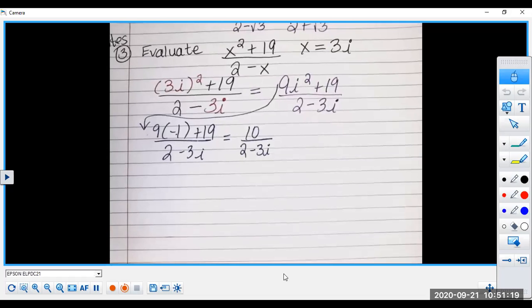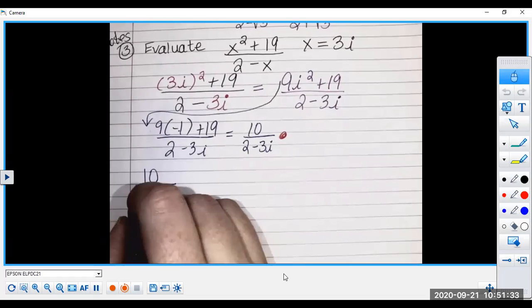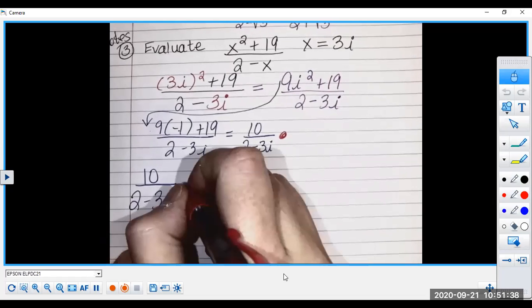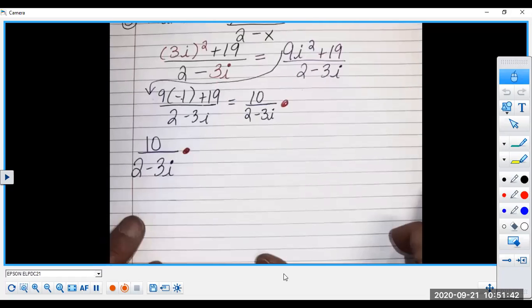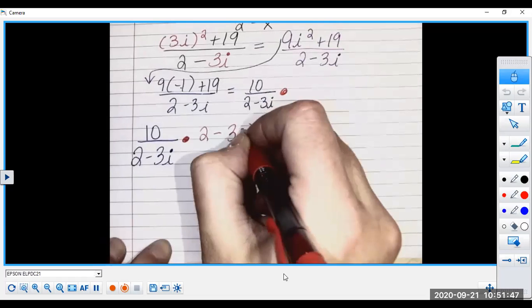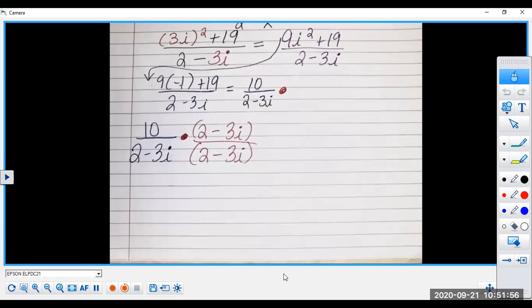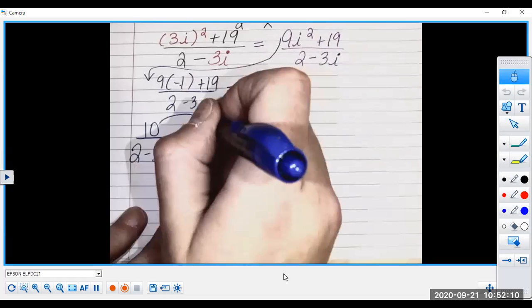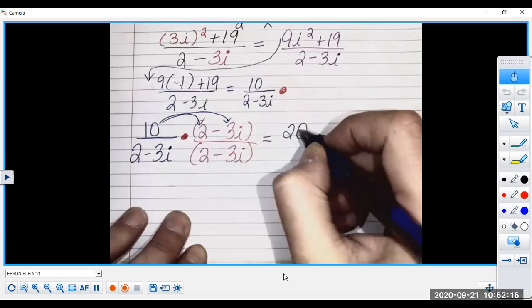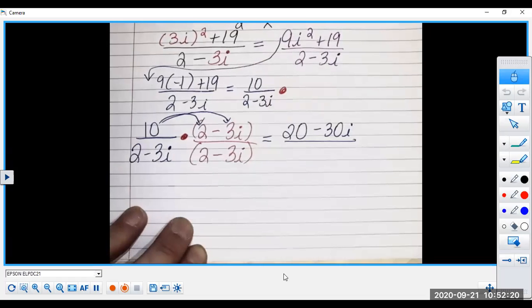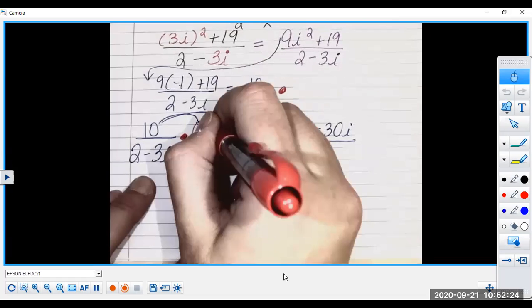Multiply the top and bottom by what? Well, I'm going to rewrite that down here so you can see it better as we go through the whole process. What's 2 minus 3i's conjugate? 2 plus 3i. Multiply straight across. So multiply 10 to 2 and negative 3i, you get 20 minus 30i. That's a plus. Was anybody going to tell me that?